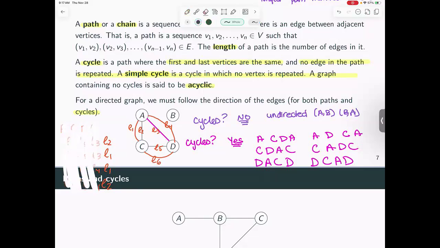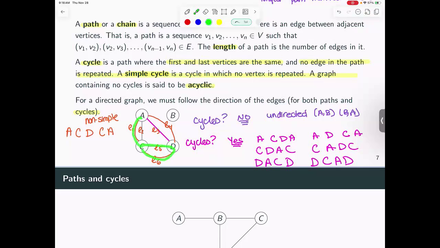I'm so sorry about that, you guys. Good opportunity for you to pause and try to find non-simple cycles yourself. If we went A to C to D to C to A, this would be a non-simple cycle. So it's still a cycle, but it's not simple because we'd be walking A to C, C to D, D to C, C to A. We had to visit C twice to make this cycle work.